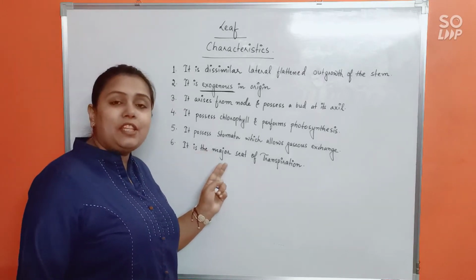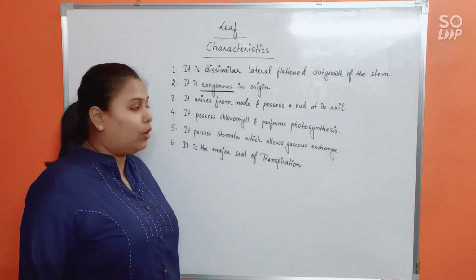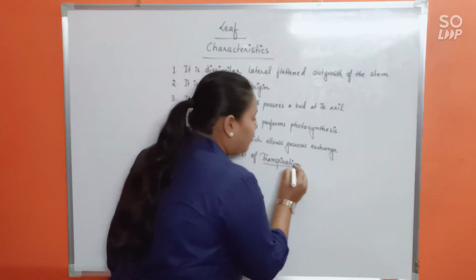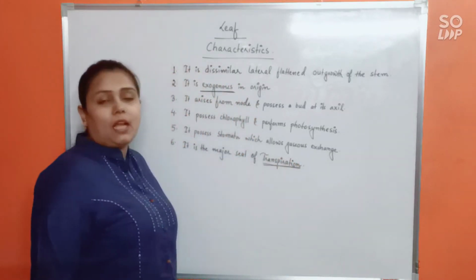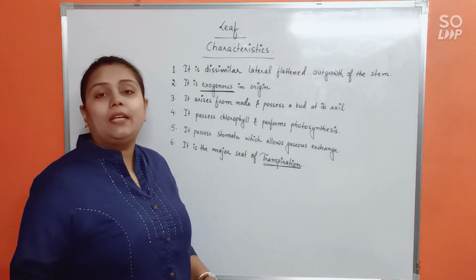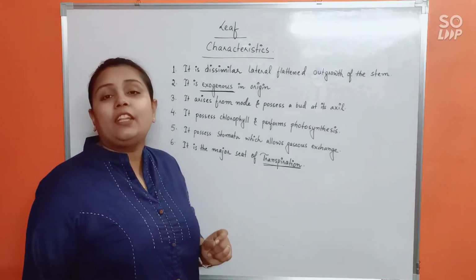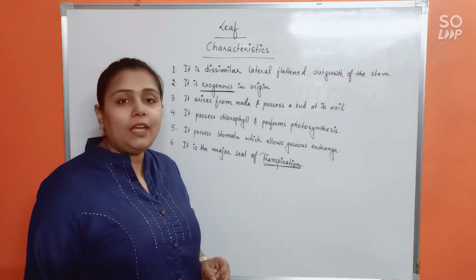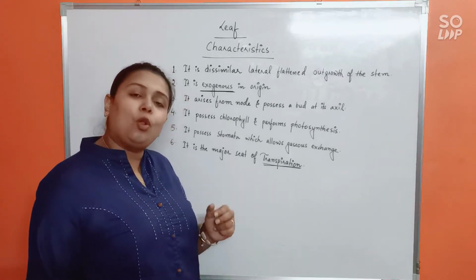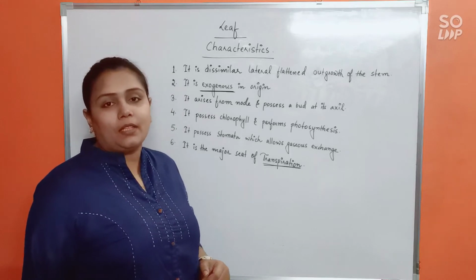Next, it is the major seat for transpiration. Now, transpiration is also a very important phenomenon that occurs in the plant body, and transpiration means the loss of water from the plant body in the form of water vapor. Alright, so this transpiration also occurs via stomata.